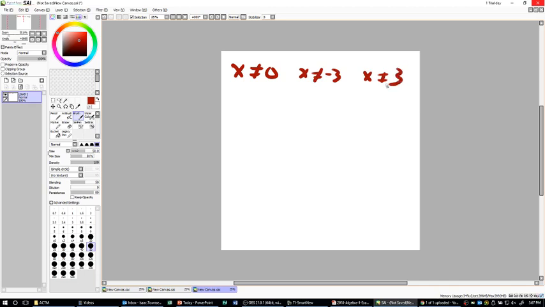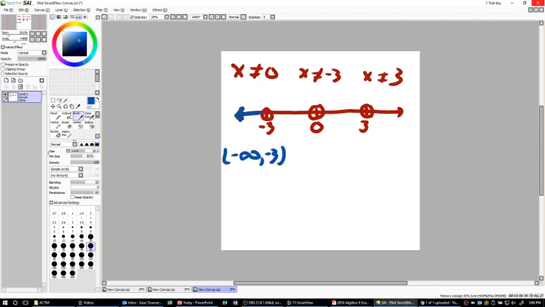That's what I found from the algebra. So if we think about a number line, we can plug in anything, but we need to make sure we don't include 0, we don't include negative 3, and we don't include positive 3. That means I need to include all of these over here. So that would be negative infinity to negative 3. Don't include the negative 3. It's an open circle.